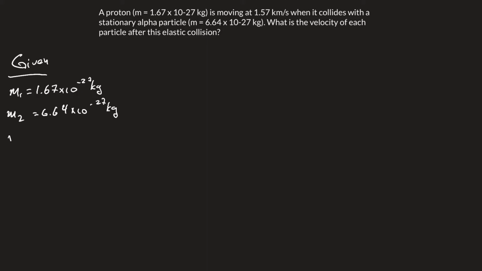And we know that the velocity of the proton is 1.57 kilometers per second, but we're going to convert that to meters per second. It's also really important to note that the alpha particle is stationary, because that leads us to being able to use a little bit of a shortcut method for solving for either V1 or V2. So there are two shortcut equations here, and this is dependent on what is equal to 0. In this case, V2 is equal to 0.